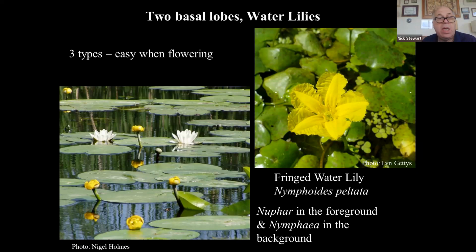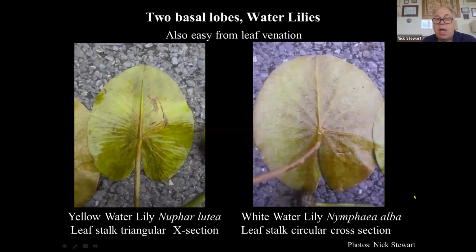And then we have the water lilies, which are also all much bigger leaved. And there are three types, which are very easy to do when they're flowering. They've got very distinctive, obviously different flowers. But they're also easy just from the foliage. And the thing to do is to look at the venation. So the yellow water lilies, you can see that there are veins coming out all the way up the main midrib, and they spread out across the leaf, and they divide like tuning forks, so furcate divisions.